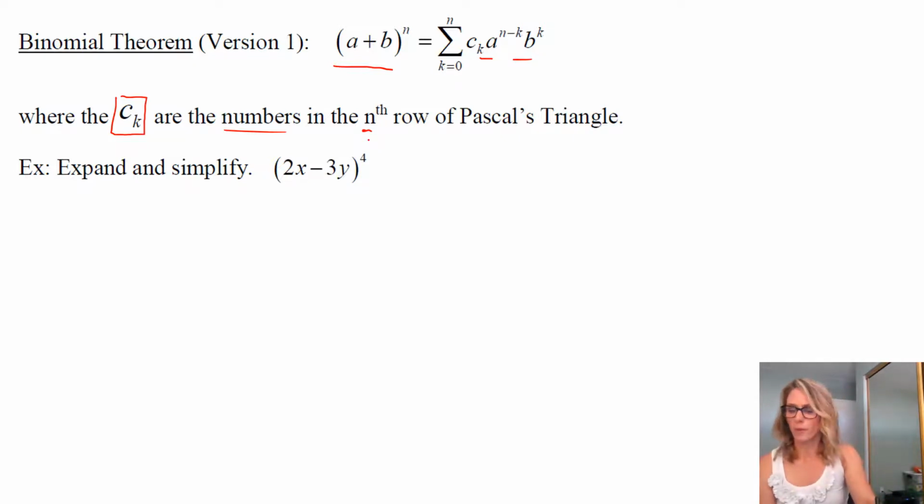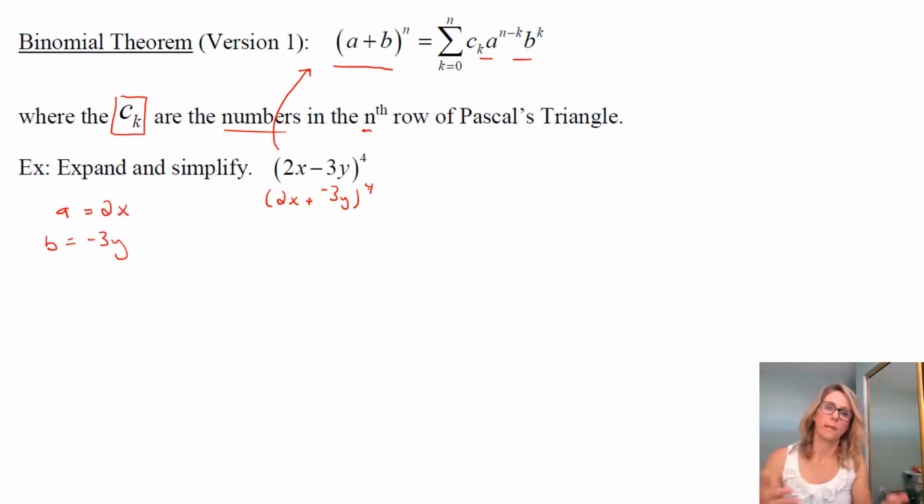Okay, so when we're asked to expand and simplify, the idea is we don't want to multiply 2x minus 3y times itself 4 times. So instead, we can follow what we have up here. We could recognize that a is 2x in this case, and b is negative 3y. So just looking at it like this, 2x plus negative 3y to the 4th, because following the binomial theorem version 1, we need that addition sign.